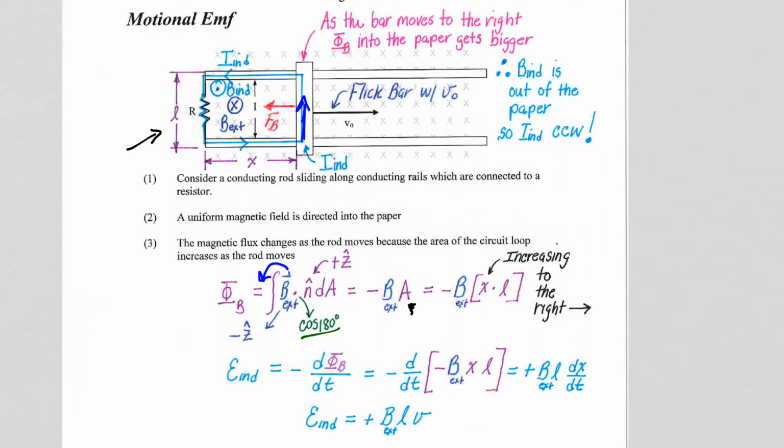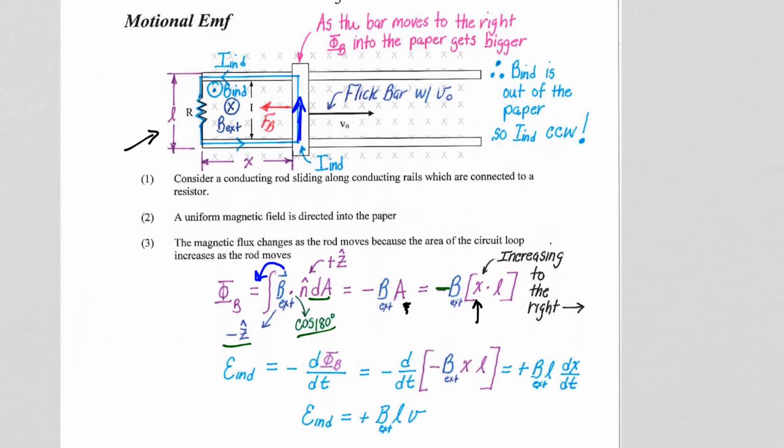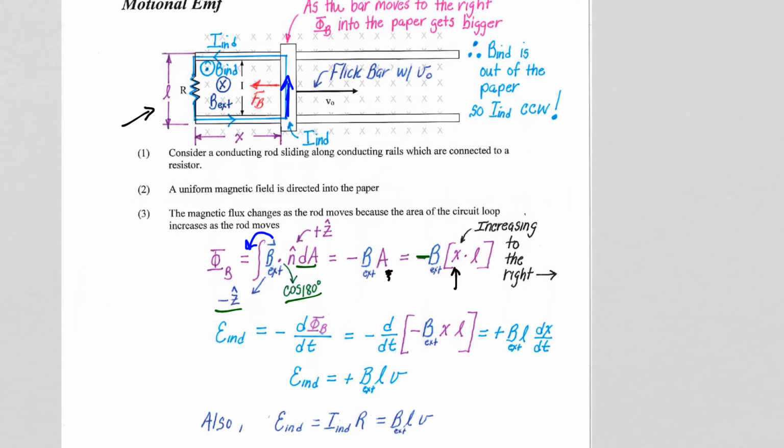N hat is out of the paper by convention. When you're working within the plane of the page, positive z hat is out of the paper. The B field in this problem we were given is into the paper, so that's why it's the negative here. The B value is constant. The area is base times height, and the height is L, and the base is changing. That x value is changing as a function of time, so when we take our flux equation and take the derivative of it with respect to time, we see that we only have x changing with respect to time. B and L are constant, so we get dx/dt, which is v. So the induced EMF is BLv.